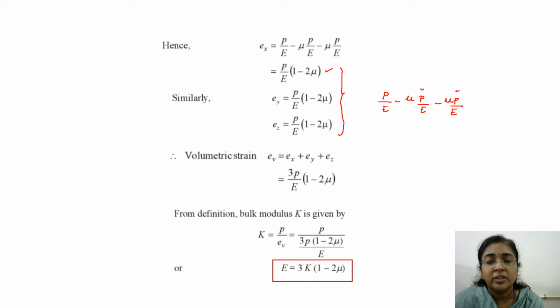Then here we are going to define the relationship between modulus of elasticity and bulk modulus. Earlier we have seen that the bulk modulus is given by pressure divided by the volumetric strain. Here we can substitute for the volumetric strain as 3P into 1 minus 2 mu by E, and from this we will get E is equal to 3K into 1 minus 2 mu, which gives the relation between modulus of elasticity E and bulk modulus K. Here mu is a Poisson's ratio.